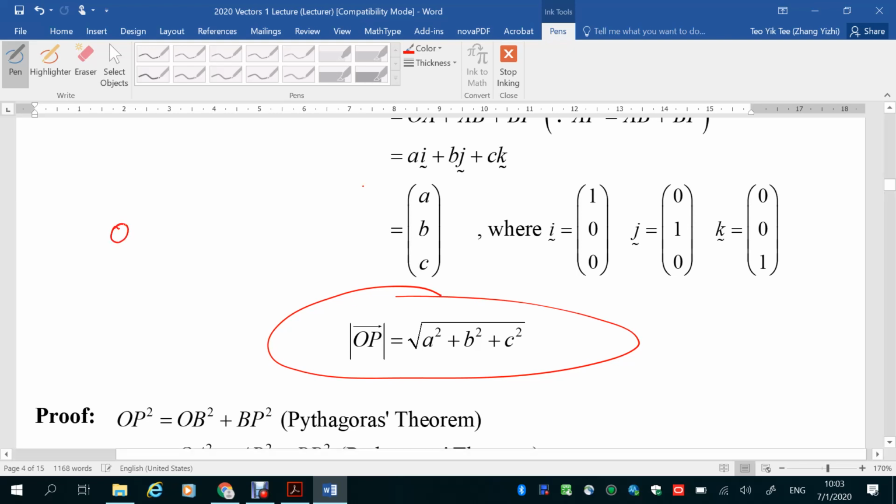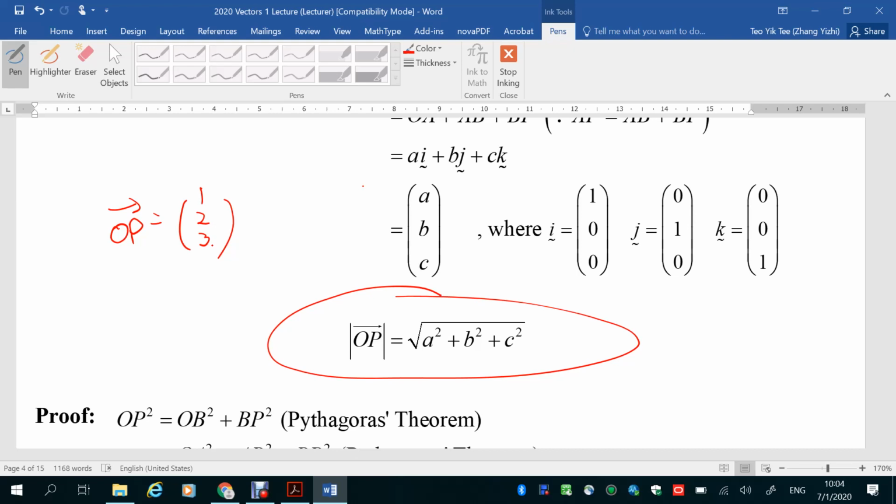So if I tell you OP is equal to (1, 2, 3), what does that mean? In layman's terms, I say this is the x direction, this is the y direction, upstairs is the z direction. (1, 2, 3) means 1 unit to the right, 2 units forward, and then 3 units upward. So where is that vector? It's somewhere here. Can you visualize what's happening?